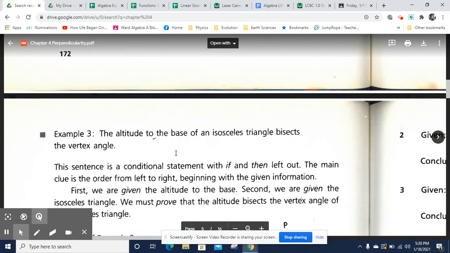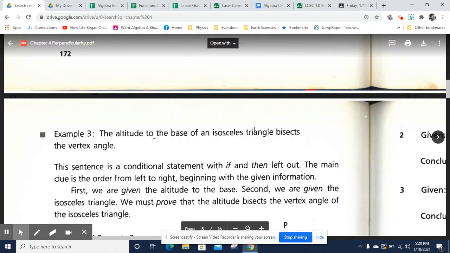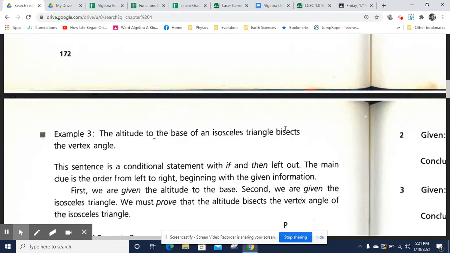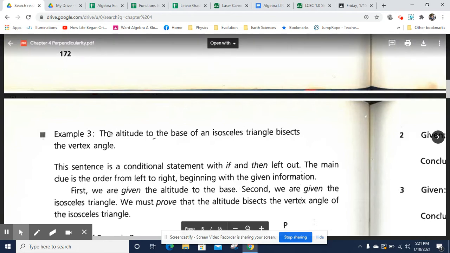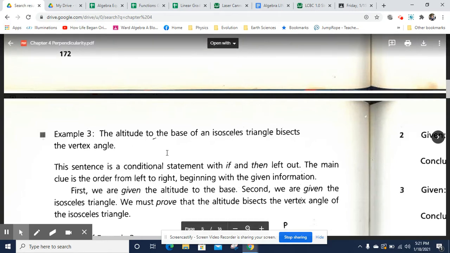Okay, example 3, we have the altitude to the base of an isosceles triangle bisects the vertex angle. Now, it's leaving out the words if and then, but this is a conditional statement. So we've established that it is an altitude to the base of the isosceles triangle, and that's the condition. And the then is if you have an altitude to a base of an isosceles triangle, then it bisects the vertex angle. That's really what's happening here.